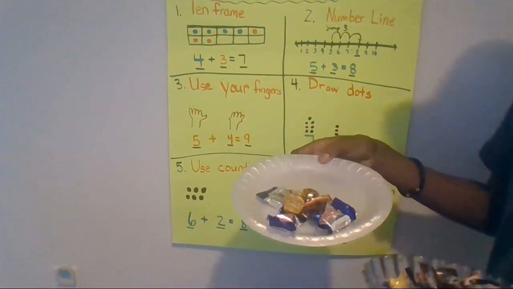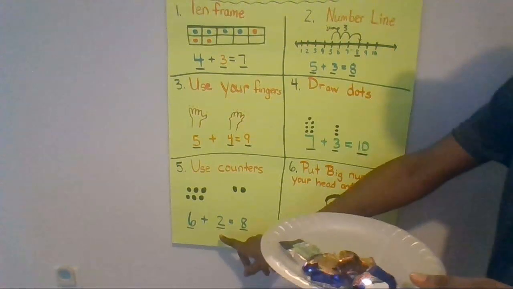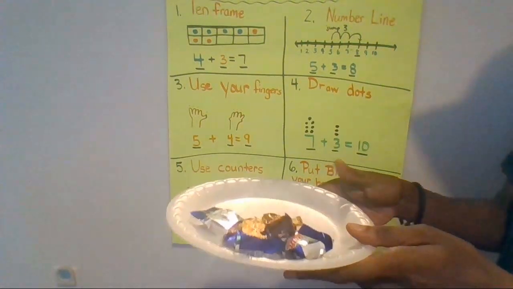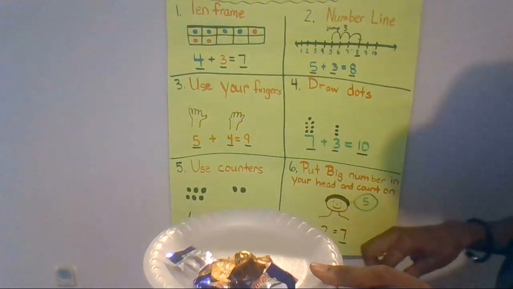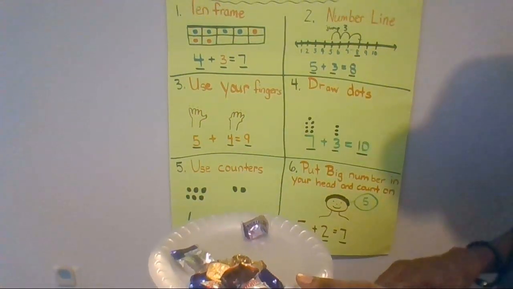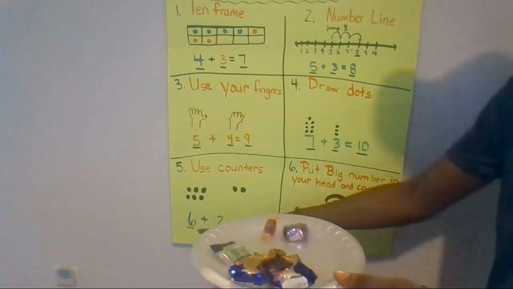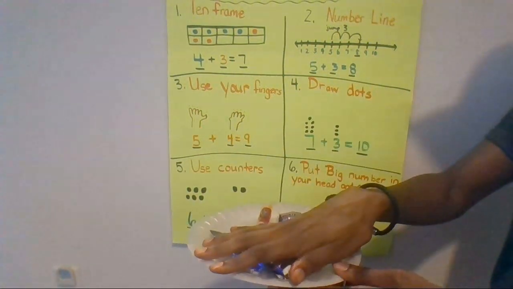Check me out. Now, I have another part to add to that 6. What's the other part to add to that 6? You're right, it's 2. So I'm going to get me 2 more pieces of candy to represent my 2. 1, and put a Jolly Rancher on here. 2.